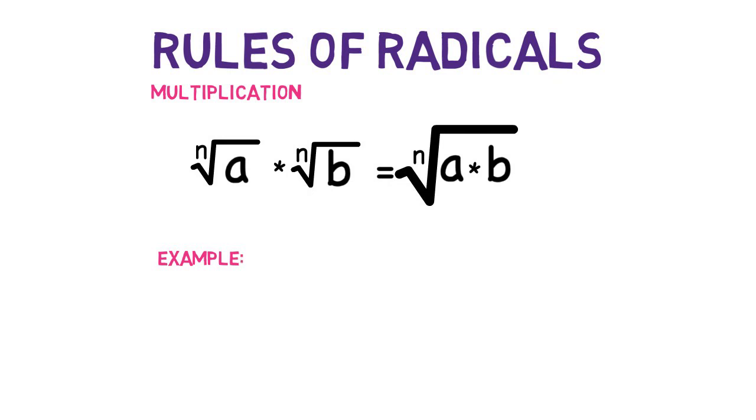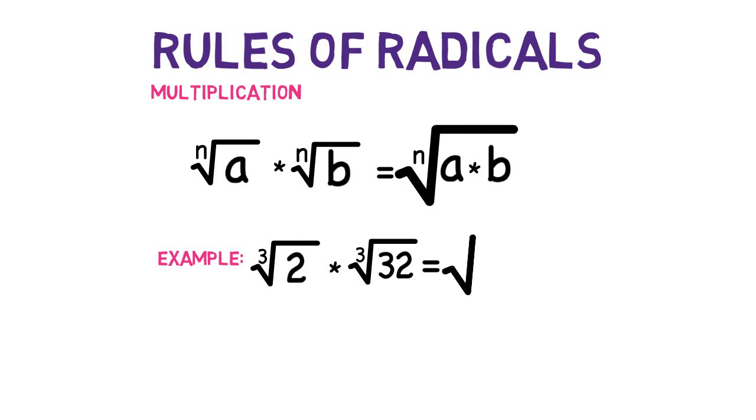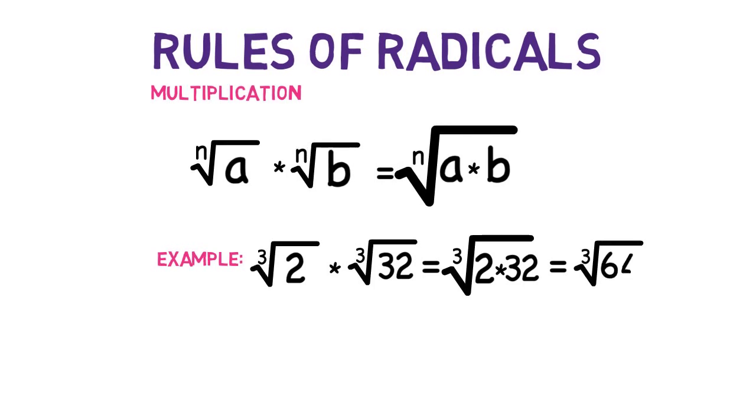So an example, if I have the cube root of 2 times the cube root of 32, this is equal to the cube root of 2 times 32. Then this equals the cube root of 64, because 2 times 32 is 64. And since 64 is a perfect cube, we can take the cube root of it and we get 4, because 4 times 4 times 4 equals 64. Okay, so now I want you to pause this video and try this problem.